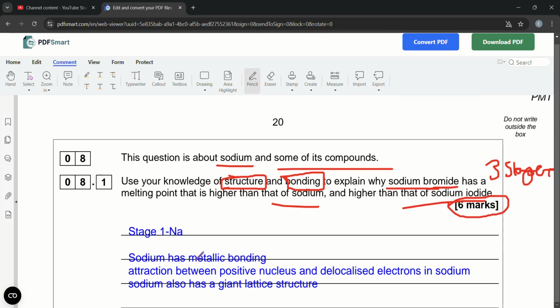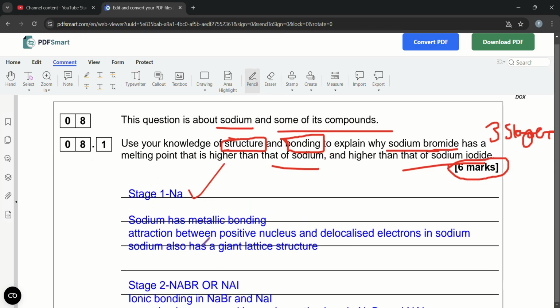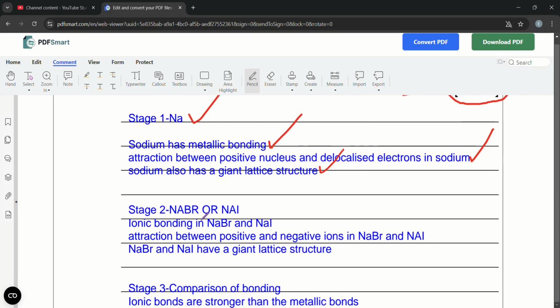So 3 stages. Stage 1, sodium. Sodium has metallic bonding. What is metallic bonding? Attraction between positive nucleus and delocalized electrons in sodium. Obviously, basically define metallic bonding and apply it to the question, in this case sodium. And sodium also has a giant lattice structure. Stage 2, NaBr or NaI. Well, there's ionic bonding in NaBr and NaI. Perfect. Attraction between positive and negative ions in NaBr and NaI.